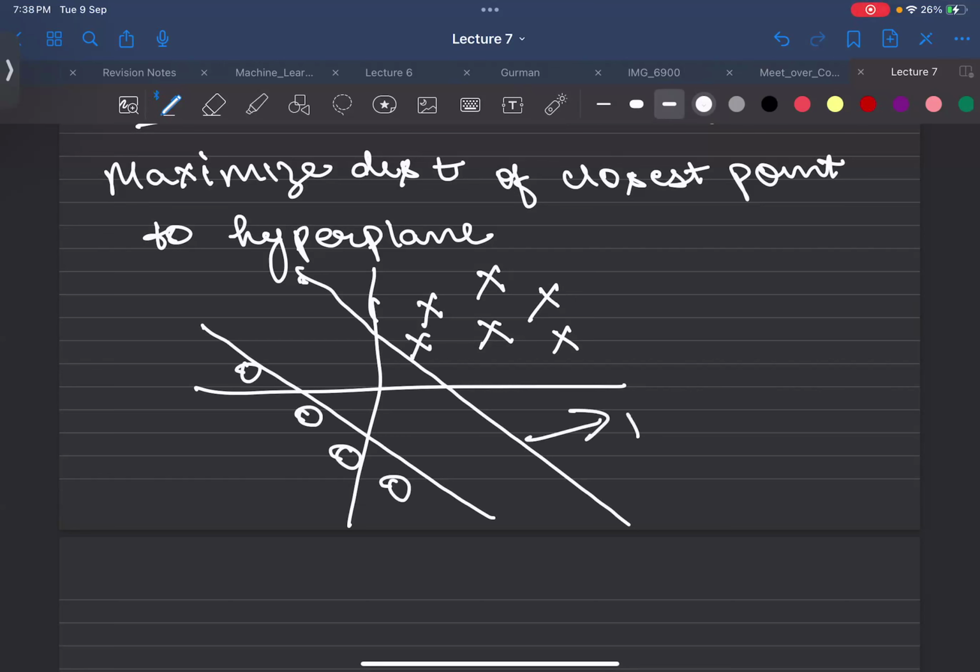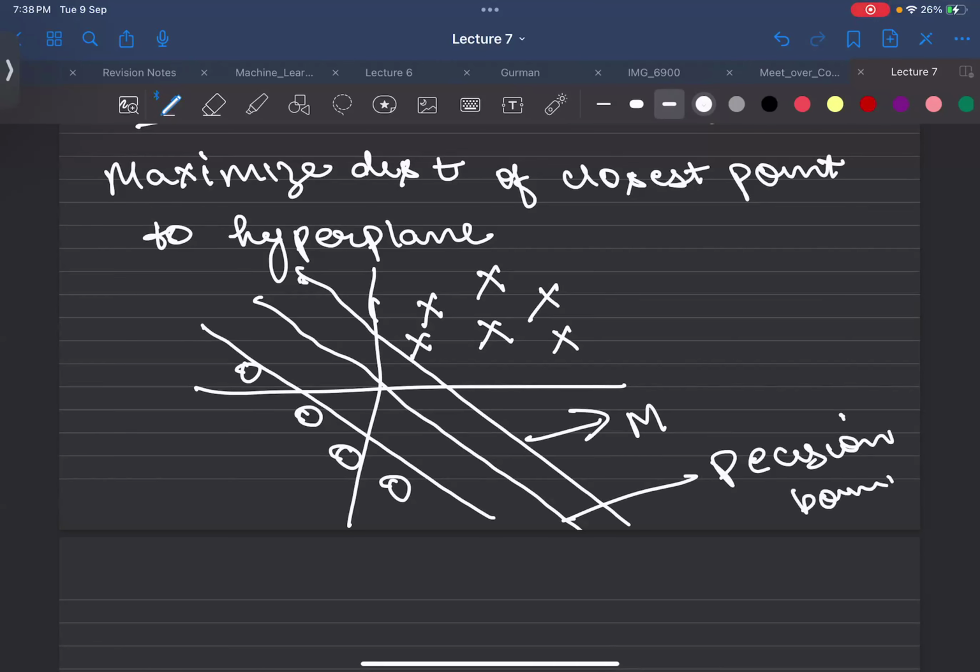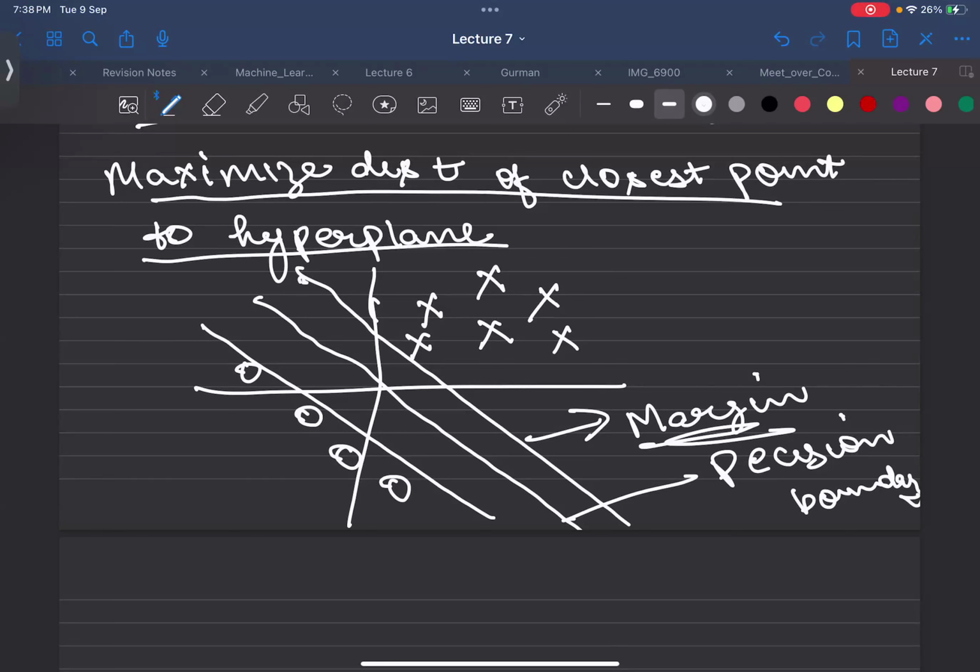So this is basically the margin. This is the decision boundary. What is a decision boundary? It is basically separating the classes, that we know. Now, I have some margin as well. I have a margin on the upper side, I have a margin on the lower side. Now, can someone tell me the intuition behind what I have written here? Maximize the distance of the closest point to the hyperplane.